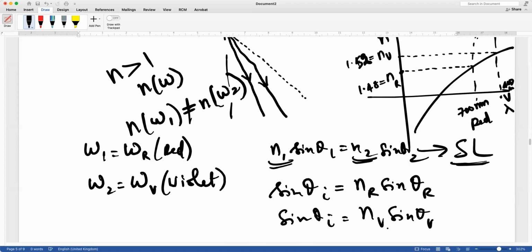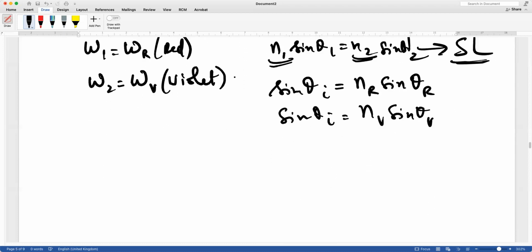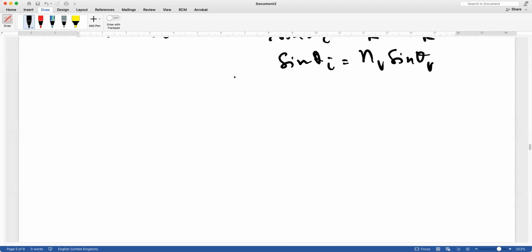Now use the values of n red and n violet and work it out in these two equations, so that you will come to know which one is bending more towards the normal and which one is a bit away from it. That angle, because we are talking about two different angles. I will leave it as homework for you to think about and work on.